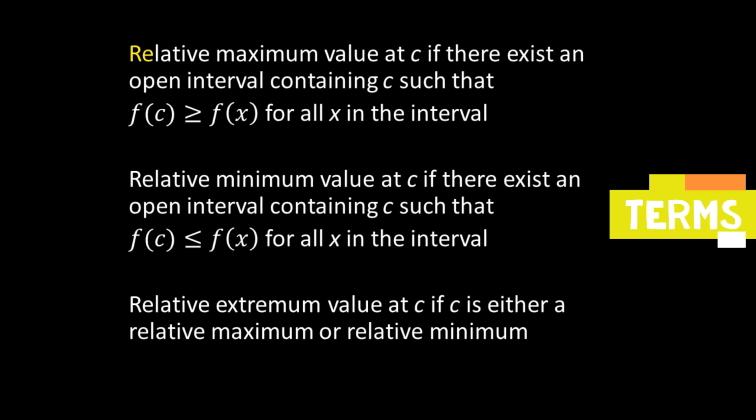We have relative maximum value at c if there exists an open interval containing c such that f of c is greater than or equal to f of x for all x in the given interval. We also have relative minimum value at c if there exists an open interval containing c such that f of c is less than or equal to f of x for all x in the given interval. And we have relative extremum value at c if c is either a relative maximum or relative minimum.